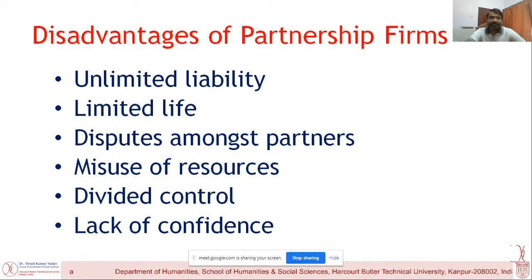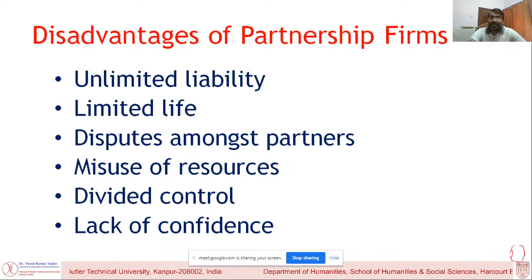Disadvantages of partnership firms include unlimited liability, as discussed. This is one of the disadvantages. Limited life, because at maximum it is the life of any one of the partners. If any one of the partners leaves or becomes non-living, then the partnership deed automatically becomes null and void, and in that case the partnership firm's life ends. That is why it is called limited life, and this is a disadvantage.